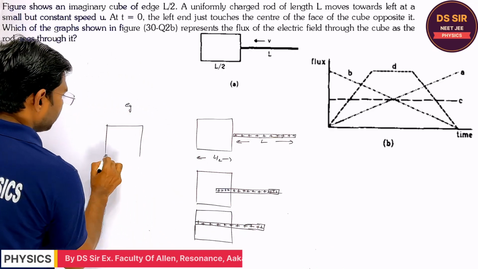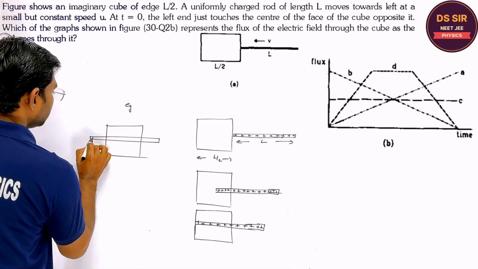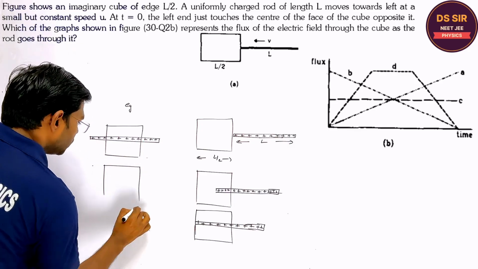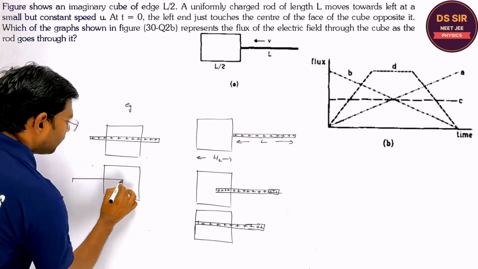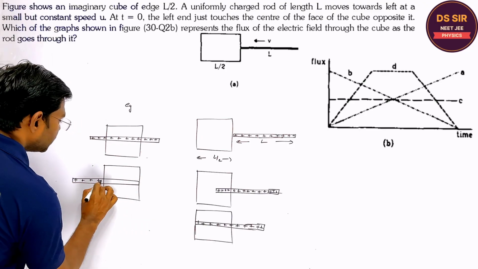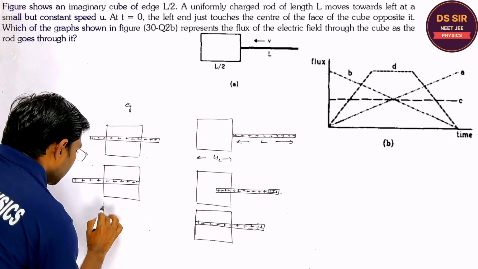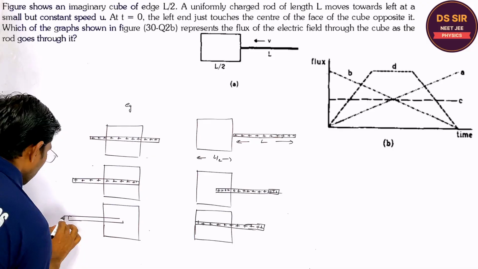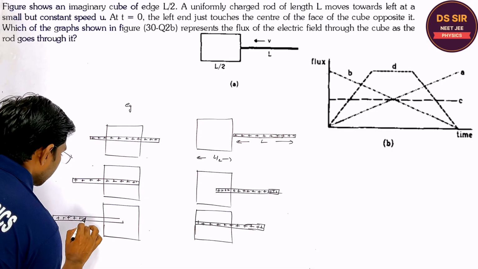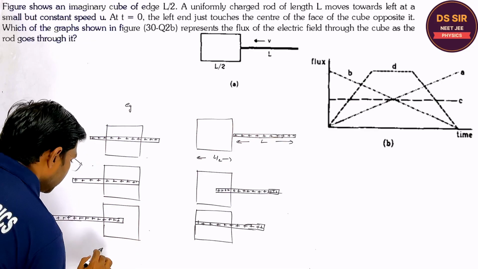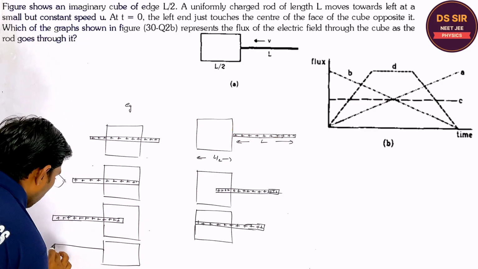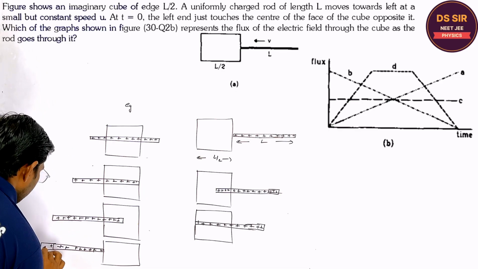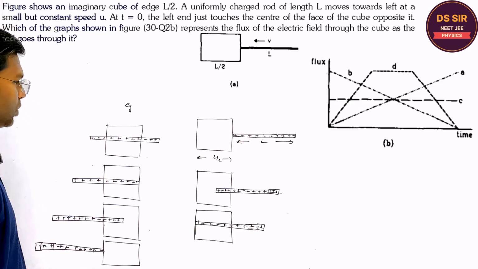After some time, then what will happen? This will be the situation, right? When it is going to move towards left, after some time, it will be the situation. Is it clear or not, you tell? And then after some time, the situation will be like this, right? The rod will be coming out from the cube, all right? And finally, the complete rod comes out from this cube.